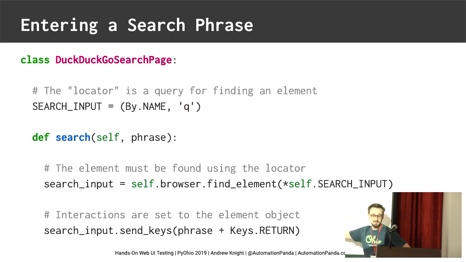This asterisk, if you haven't seen this operator before in Python, all it does is take a tuple and expand it out for arguments. So that's all the magic that's going on there. Once I have my search input element, this search input object is representing a web element, and I can then send commands to it. So what do I want to do? I want to say search input dot send keys. That means type something at the keyboard. And what do I want to type? Whatever the search phrase is, the word panda. And then I'm also going to add on the return key. Enter. Bang! Why? Because when I type a phrase and hit enter, it submits that form. Does that make sense?